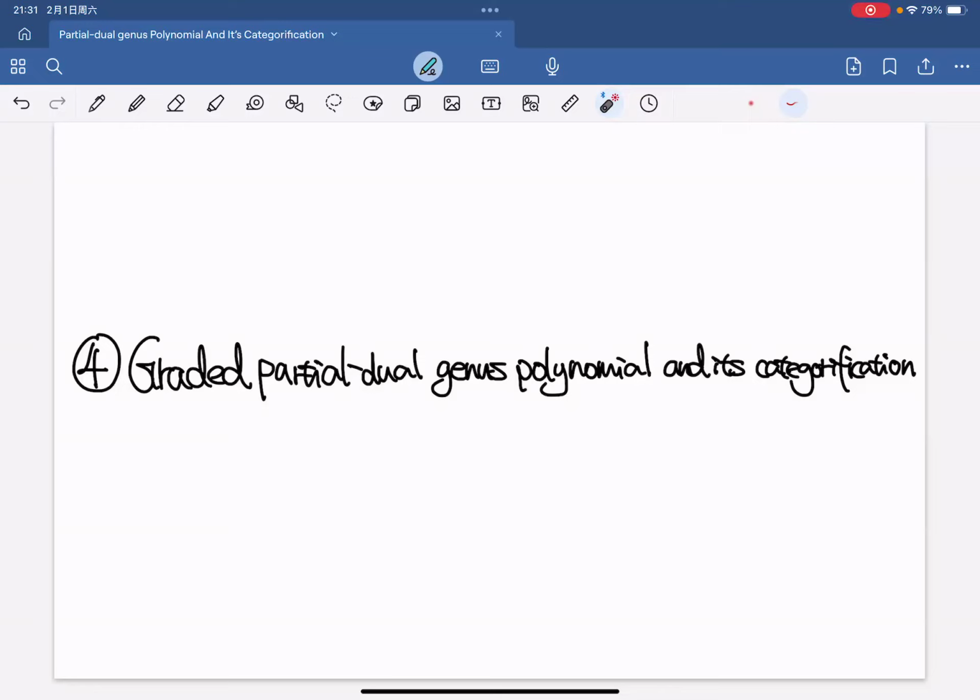But I have to say I cheated you in the title, because I will not categorify the partial dual genus polynomial. Actually, I will categorify the graded partial dual genus polynomial. So first, I will tell you what the graded partial dual genus polynomial is.